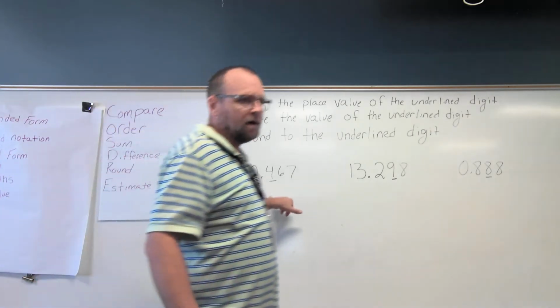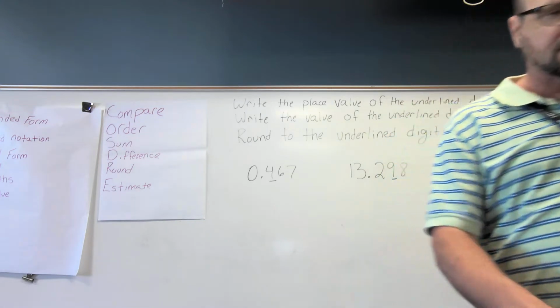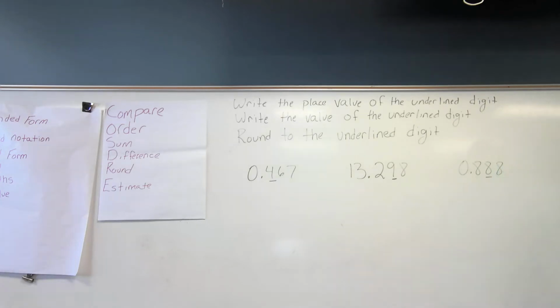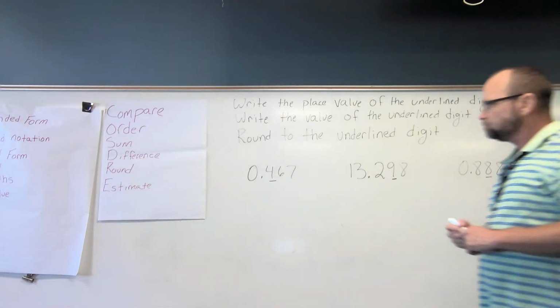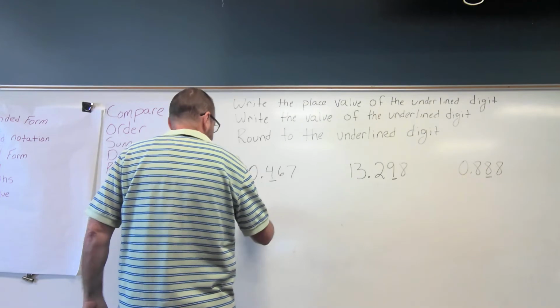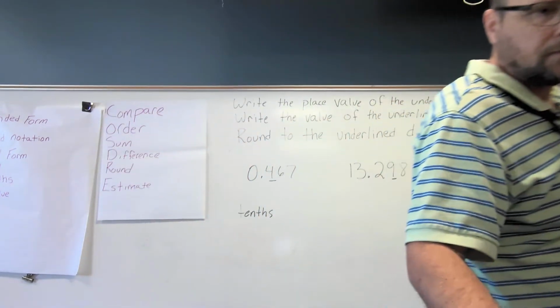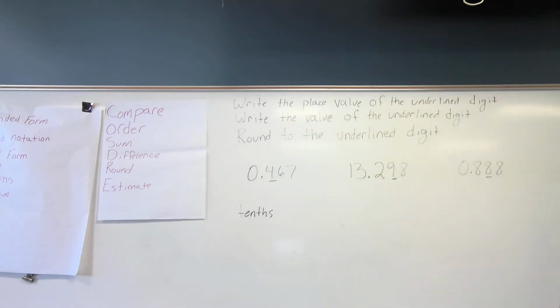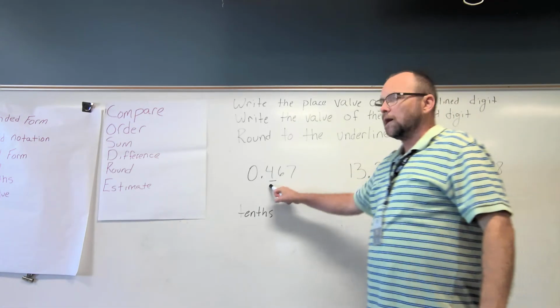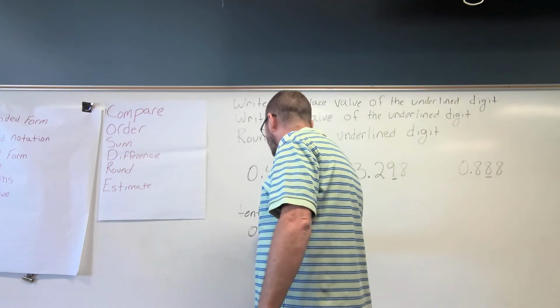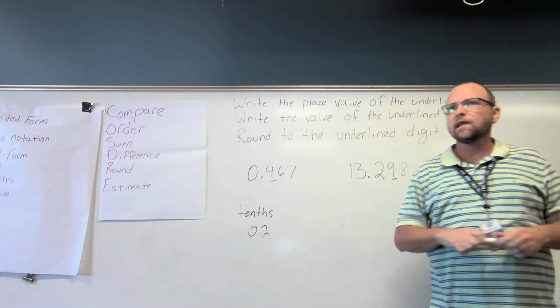All right, so we have 467 thousandths. Noah, what is the place value of the 4? Tenths. The place value of the 4 is tenths. Ethan, what is the value of the 4? Tenths. 4 what? 4 tenths. Good.